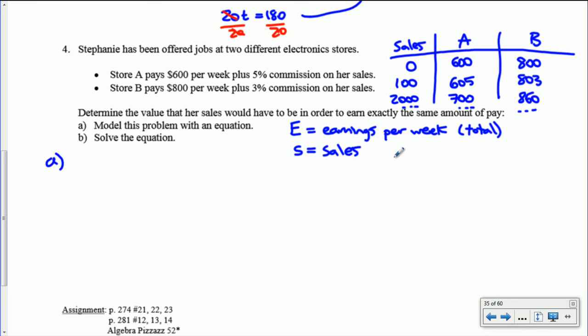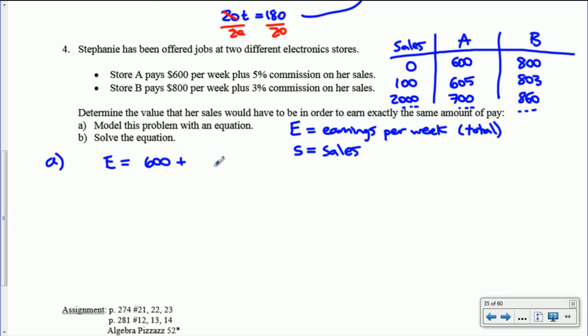So that's the cost of whatever it is to the customer of what they're buying, and then you make a percent of that amount. So the earnings at A, you'll make $600 no matter what per week, and 5% on the sales.